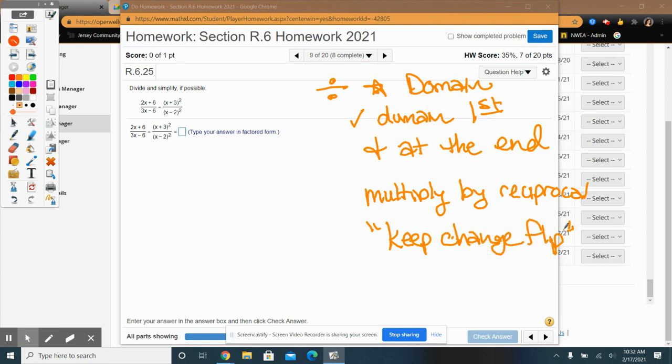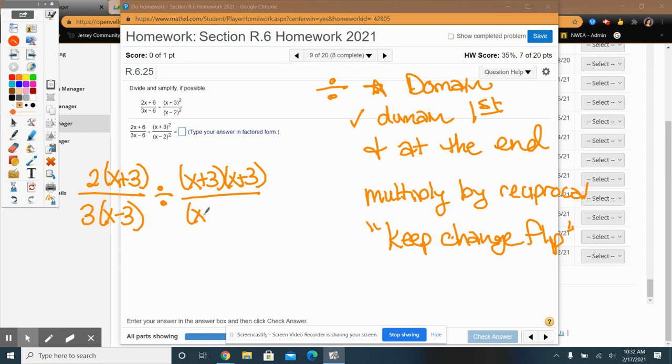So let's see what happens here. Let's go ahead and factor everything you have. There's a GCF in the top of a 2. That leaves me with an x plus 3. GCF of a 3 with an x minus 3. Now, it's divided by, this guy's already factored for me, x plus 3, x plus 3, and x minus 2, x minus 2. So when we do the domain first, we know that x cannot equal 3 or 2.